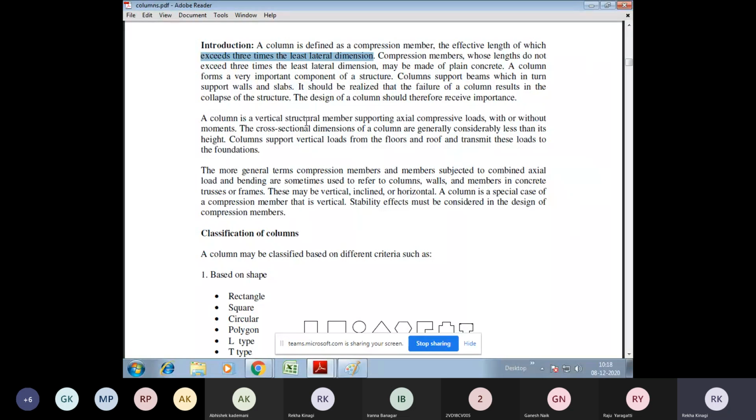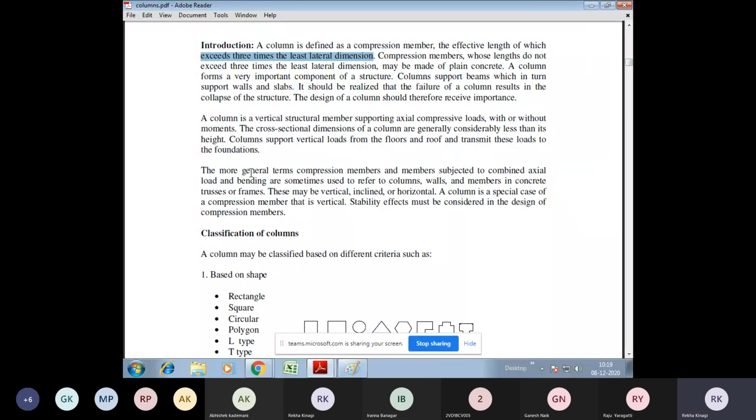Here the column is a vertical structural member which majorly supports axial compressive loads, and it may be with or without moments. Depending upon whether it is considered with or without moments, we can classify the columns, which we will discuss later. The cross sectional dimensions of the column are generally considerably less than its height, as I said before. Columns support vertical loads from the floors and roof and transmit these loads to the foundations, or we can call it footing.